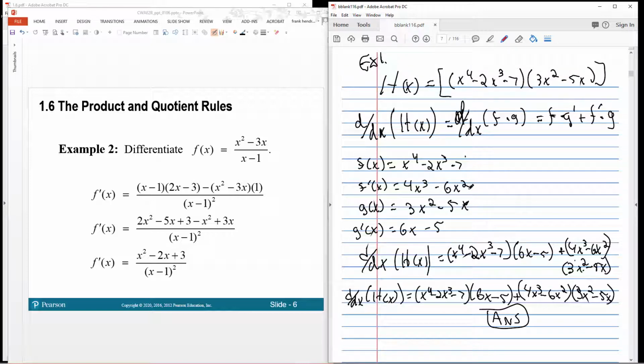I did the same thing. I wrote out the formulas I would need. The second thing I did was I assigned values to my variables. The third thing I did was I plugged in to find the derivative. And then I simplified.